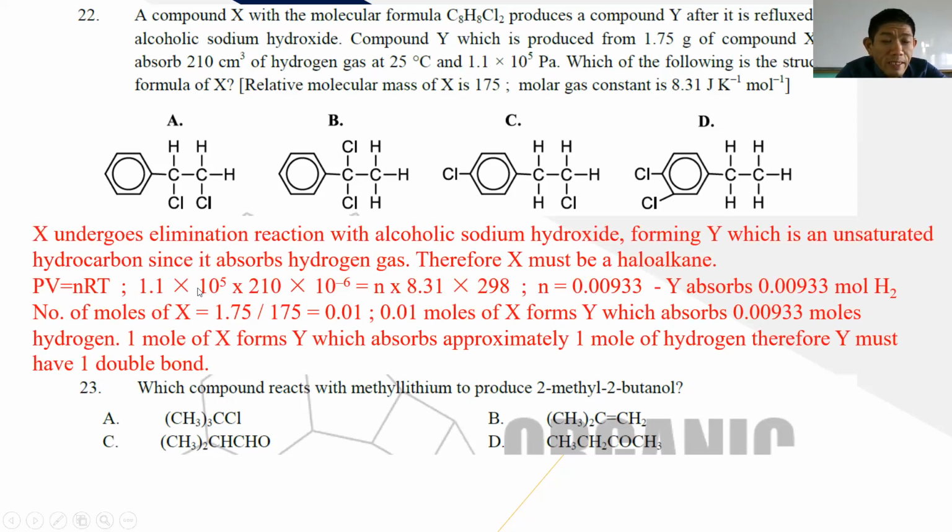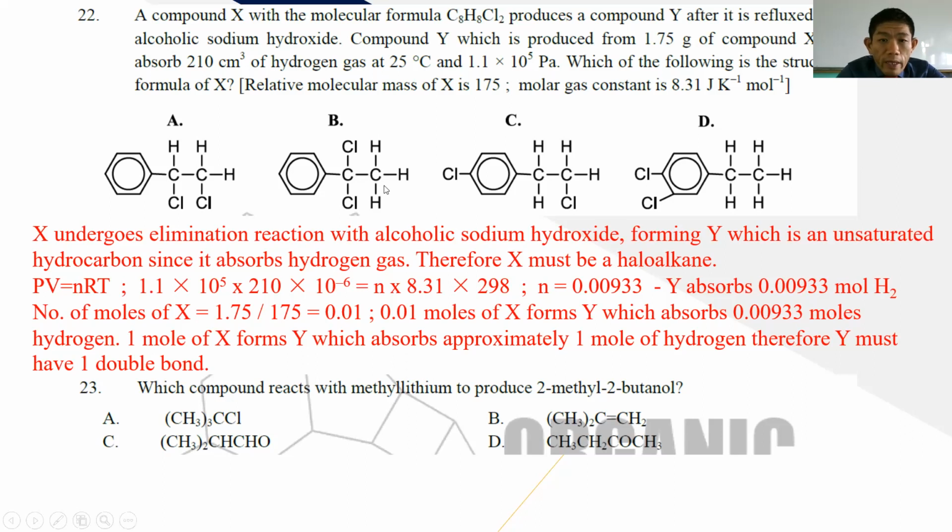So 1.1 times 10 power 5 multiplied by 210 times 10 power negative 6 equals n times 8.31 times 298. So eventually you find out that the number of mole is 0.00933. So Y absorbs 0.00933 mole of hydrogen. The number of mole of X in here is 1.75 divided by 175, which is the molecular mass. So you also get 0.01. So 0.009, we assume, is approximately equal to 1 mole of hydrogen per mole. Since X forms Y and absorbs 1 mole of hydrogen, Y can only form 1 mole of the double bond.